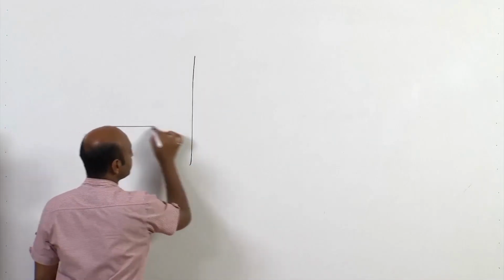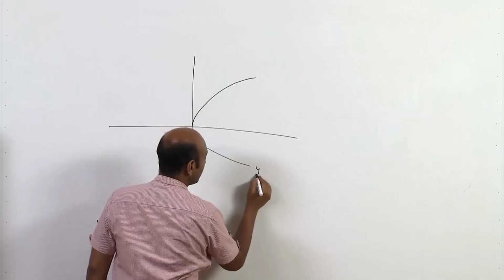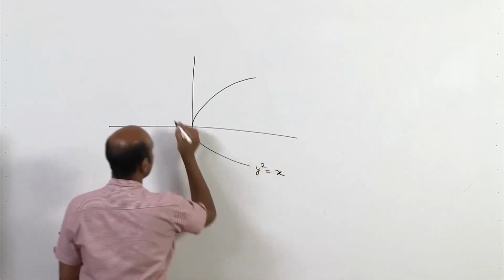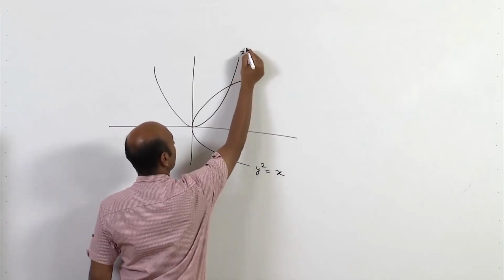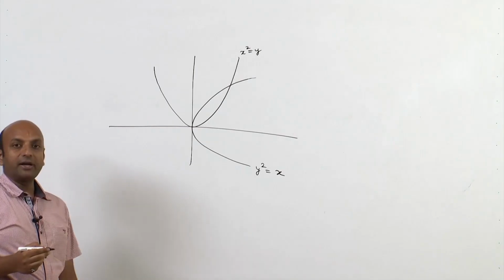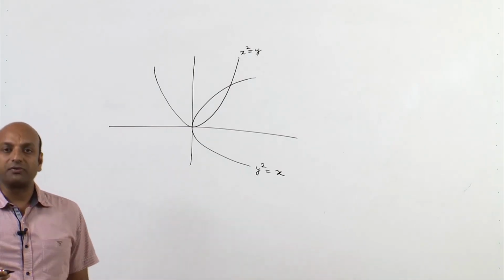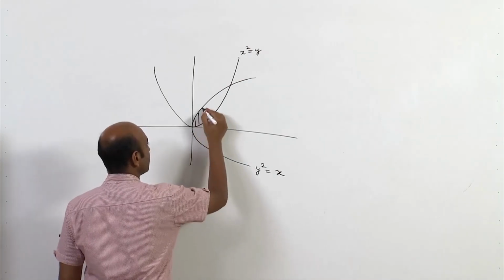Suppose these are two curves, say y square equal to x and say x square equal to y, and you want to find out the area enclosed by these two curves. What is that area enclosed by these two curves? Is this area.